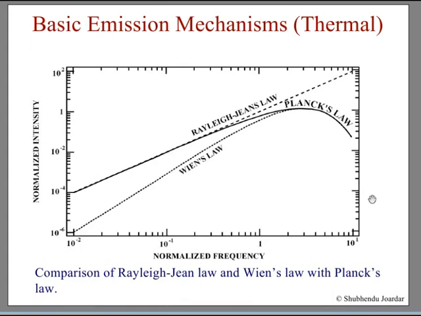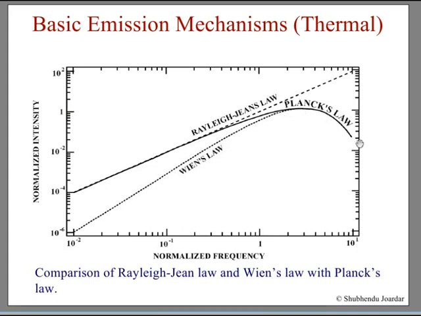As I said, the approximation of Planck's law with these two laws. See, this is the radio range. This side is the radio range, and this side is optical and higher frequencies. So you can see the Rayleigh-Jeans law is an asymptote on the radio range. This one.